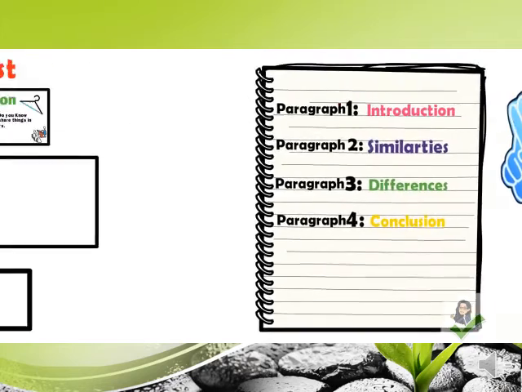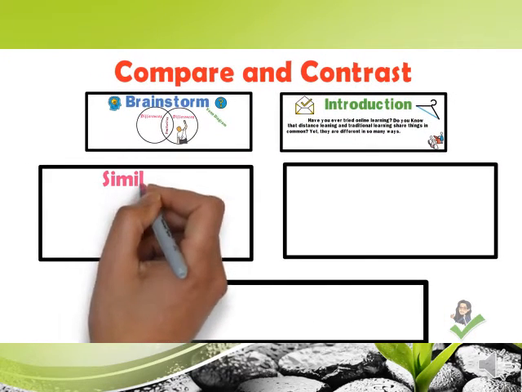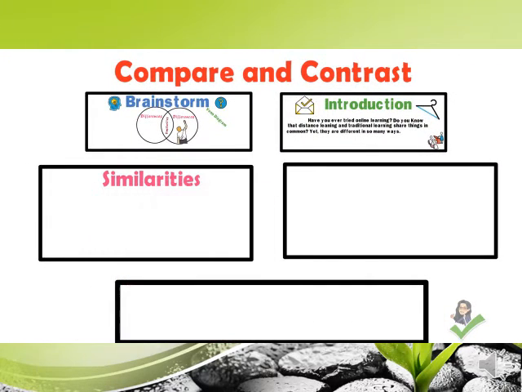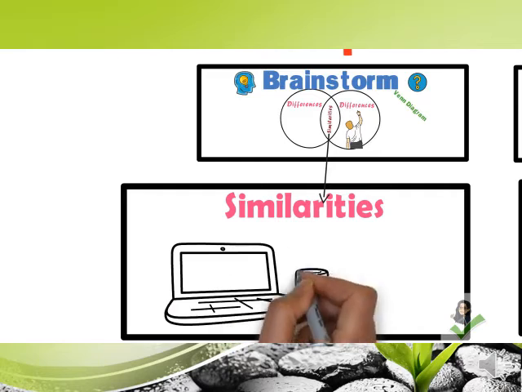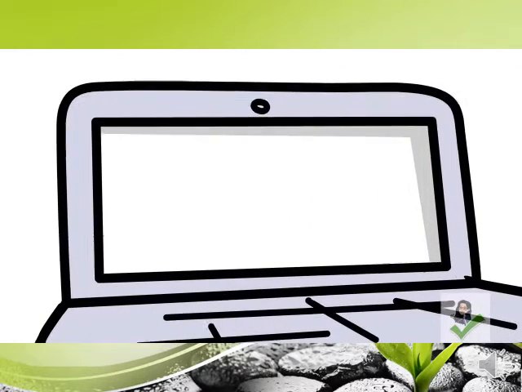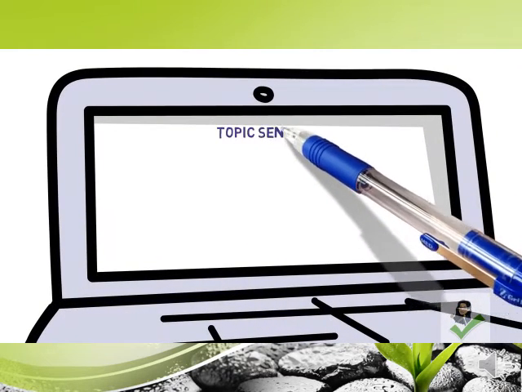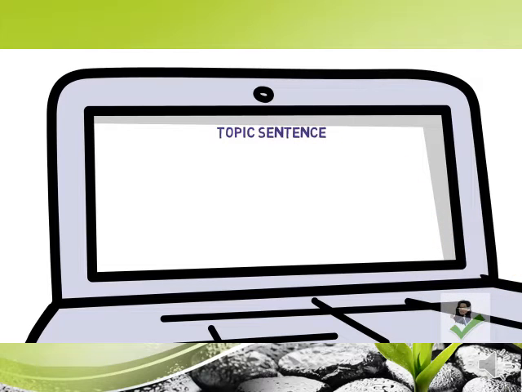One will entirely focus on similarities and the other one will focus on differences. So in the second paragraph, you will explain all the similarities about the subjects being compared. Take a look at your brainstorm sheet and transfer those words into meaningful sentences. Start with your topic sentence that introduces the main idea. Tell the reader that you are going to compare the two subjects.